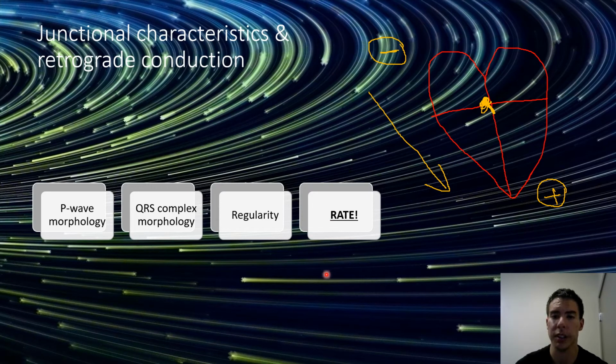What it can do is it can affect the PR interval, and I might explain that in a later slide, so if I do, then we'll just skip over when we get to it.